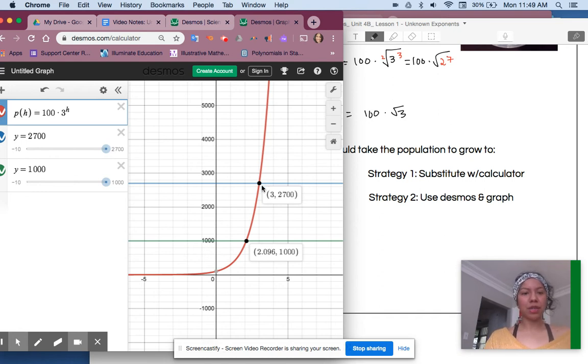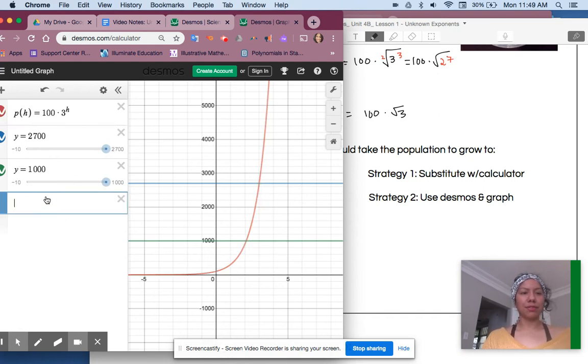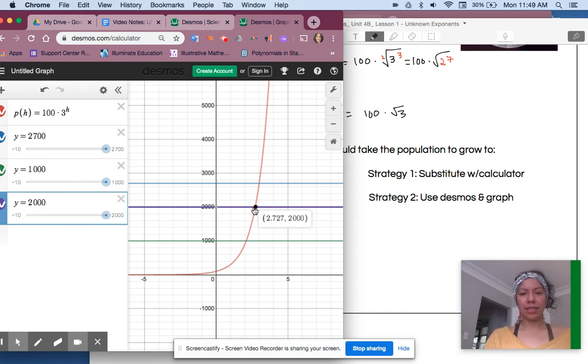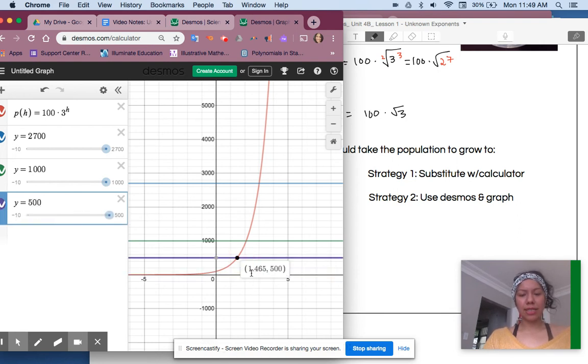So this is another way for you all to figure out how many hours it takes for a specific population. Just for the fun of it, if we want to figure out, for example, 2,000, we can see here it will take about 2.727 hours for the population to reach 2,000. And then even smaller, we can do 500, and it takes about 1.465 hours.